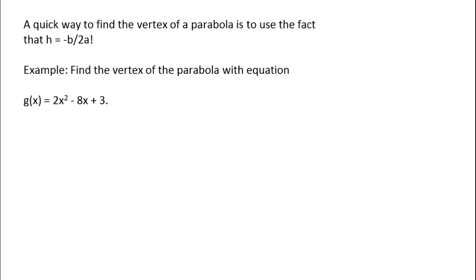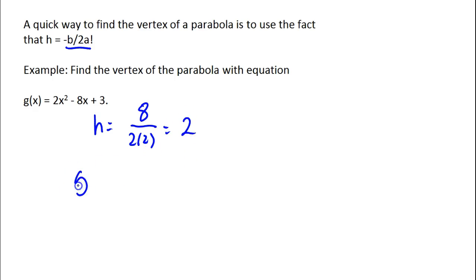Now, if all you want to do is find the vertex of the parabola, there's a quick way to do it. h is always −b over 2a. So let's find the vertex of this parabola. Negative b will be positive 8. h is going to be −b over 2a, so that's 8 over 2 times 2. So I get 8 over 4, which is 2.